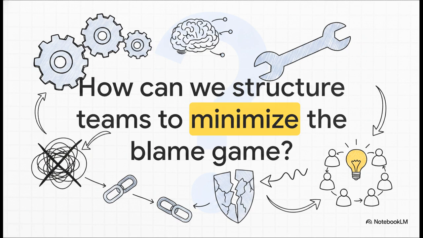Right before we end today, I want to leave you with a provocative question to chew on regarding human behavior in engineering. If technical errors are literally inevitable, how can we proactively design our engineering team structures to minimize the damage of the blame game? Reflect on that socio-technical challenge before we meet next time.